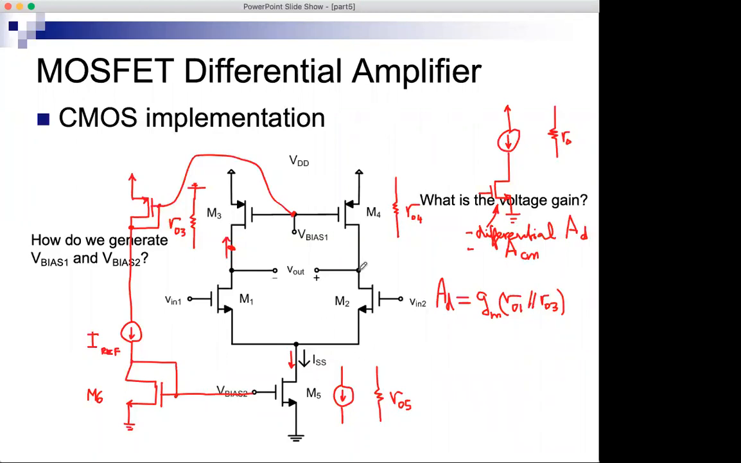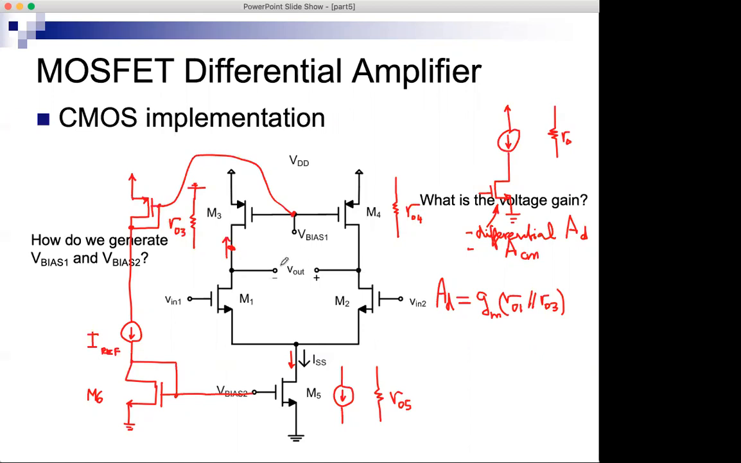But remember that when the two inputs are equal and all these MOSFETs are matched, I have perfect symmetry. So instead of going to the formula and checking the previous slides and so on, I'll just use logic. This input is equal to this input. Everything else is matched. So this output will be equal to this output.